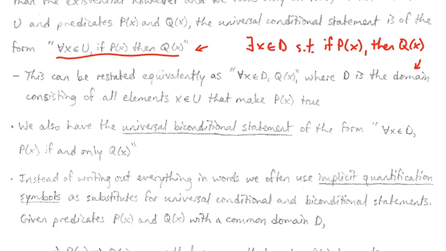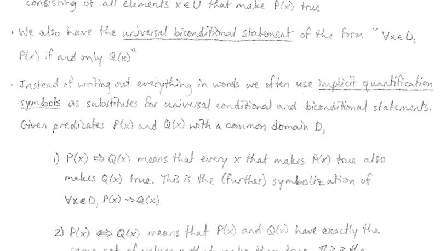These are pretty much only used, and all we're going to look at in the cases where we'd have a universal quantifier. So if we have two separate predicates, P of x and Q of x, that have a common domain D, P of x implies Q of x, and note that this is a thick rightward pointing arrow, means that every x that makes P of x true also makes Q of x true. This is the further symbolization of saying for all x in D, P of x implies Q of x.